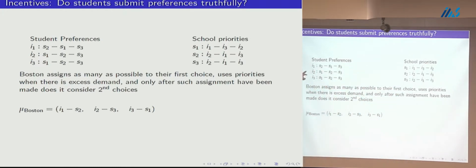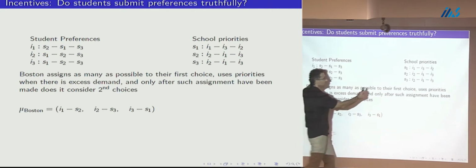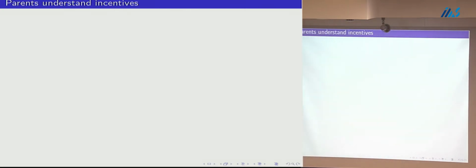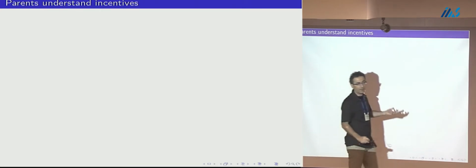If she actually ranked S2 as her first choice, in the first round, 1 and 2 would be considered for the seat at S2. And since she has the highest priority, she would get the seat. And she would actually benefit from that.